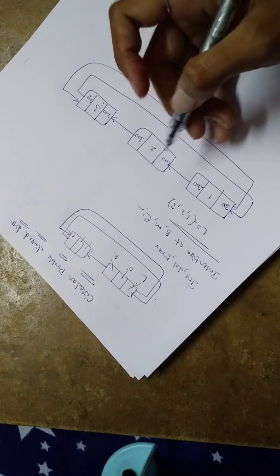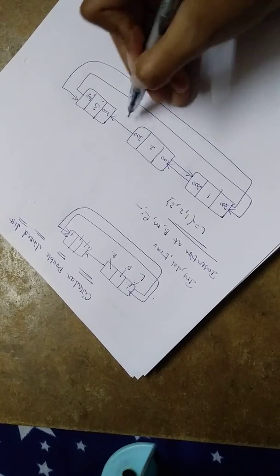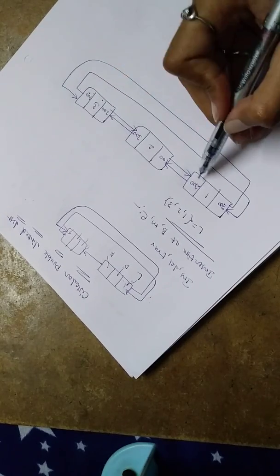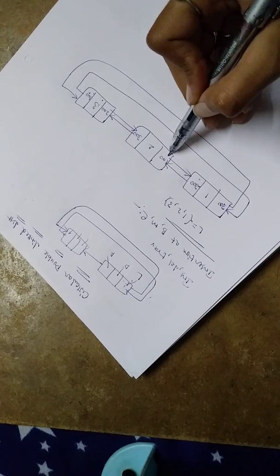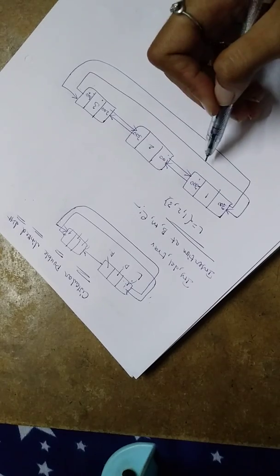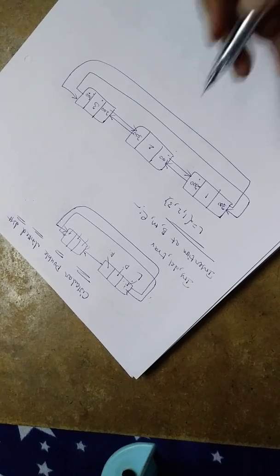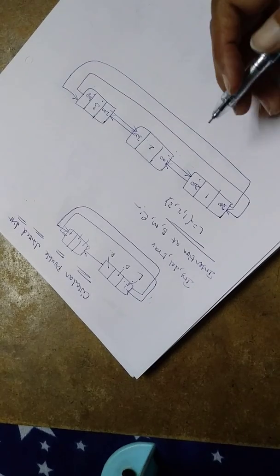I forgot to tell you in double linked list that we have to put arrows like this, because as this node consists of the previous node's address as well as the next node's address, it should be mapped like this. I forgot to tell you.